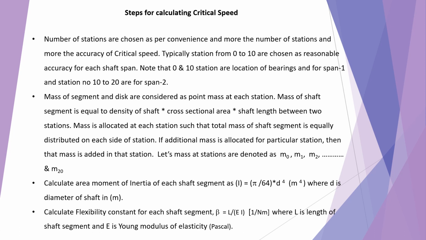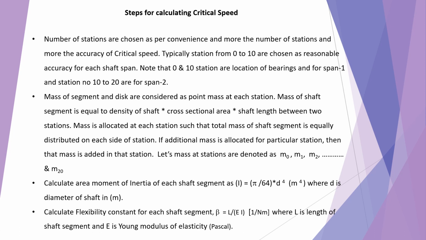The mass of shaft segments and disks is considered as point mass at each station. The mass of a shaft segment is equal to the density of the shaft times the cross-section area times the shaft length between two stations. Mass is allocated at each station such that the total mass of the shaft segment is equally distributed on each side of the station. If additional mass is allocated for a particular station, then that mass is added to that station. Let's say the masses at the stations are denoted as M0, M1, M2, up to M20.